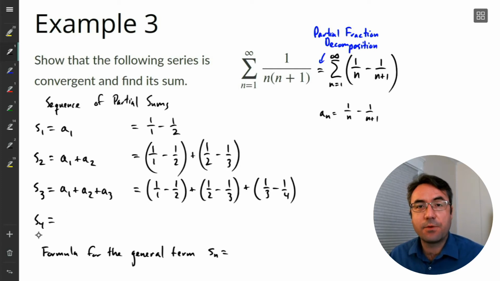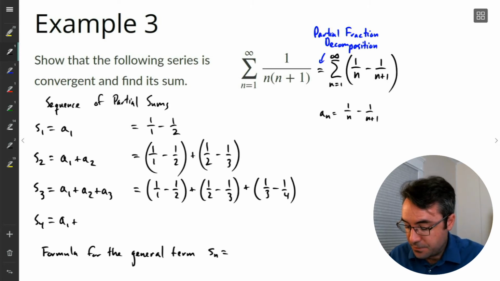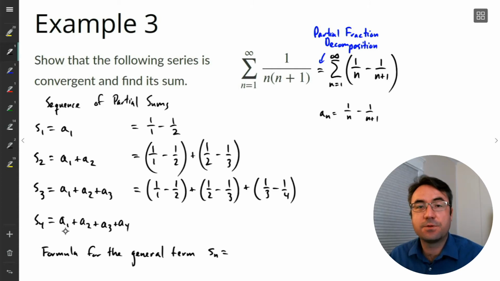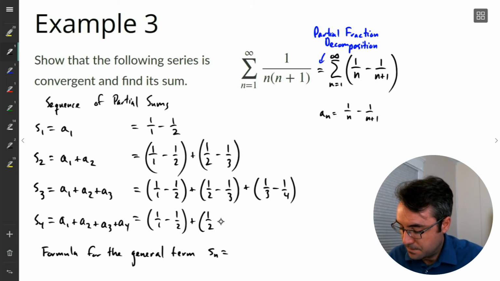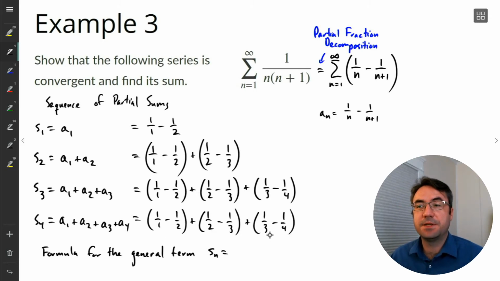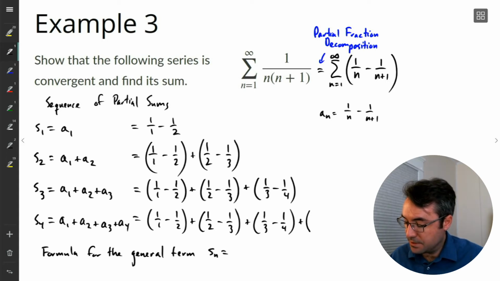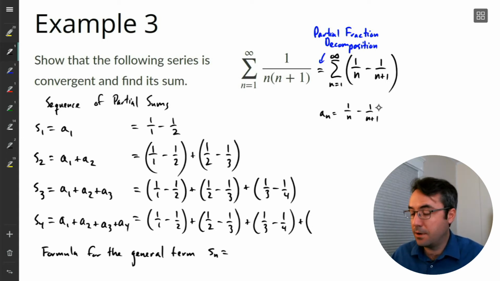Let's find S sub 4, our fourth partial sum. We just take the first four terms of our original sequence A and add them together: A1 plus A2 plus A3 plus A4. We actually know what all of this is. So this was A1 plus A2 plus A3, and now we're adding one more into the mix, A4. How do we find A4? Well, we plug n equals 4 into our formula here, so 1 over 4 minus 1 over 5.